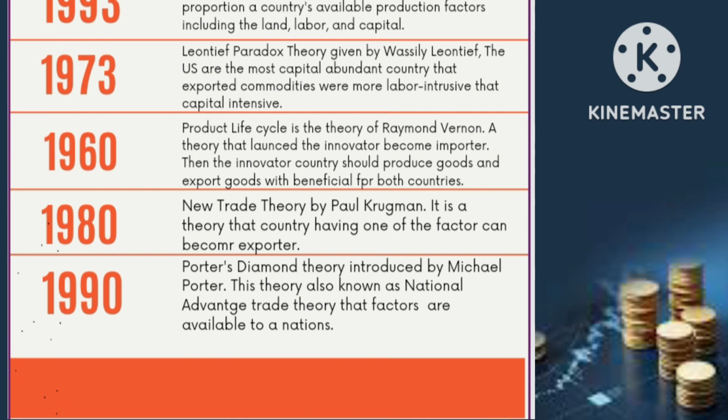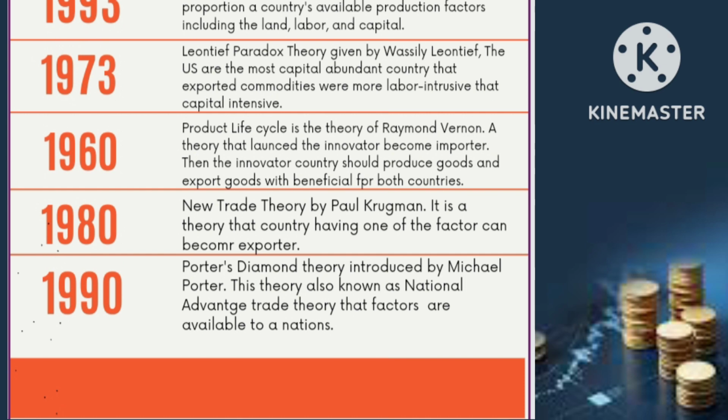Product life cycle is a theory of Raymond Vernon in 1966, a theory that launched the innovator becoming an importer. Then the innovator country should produce goods and export goods, which is beneficial for both countries. In 1980, new trade theory by Paul Krugman. It is a theory that a country having one of the factors can become an exporter.